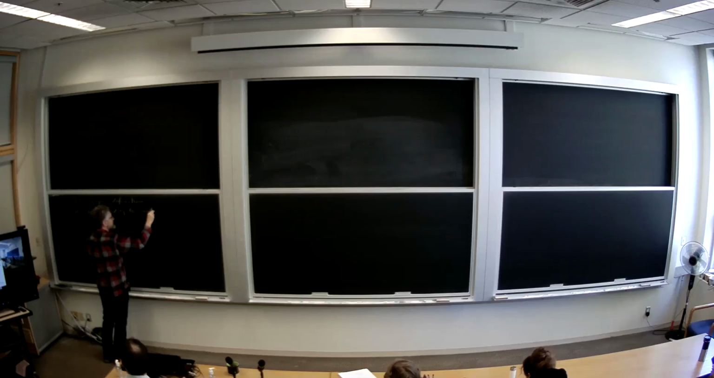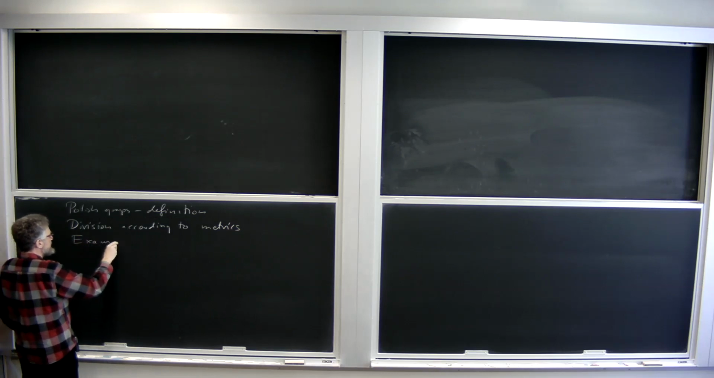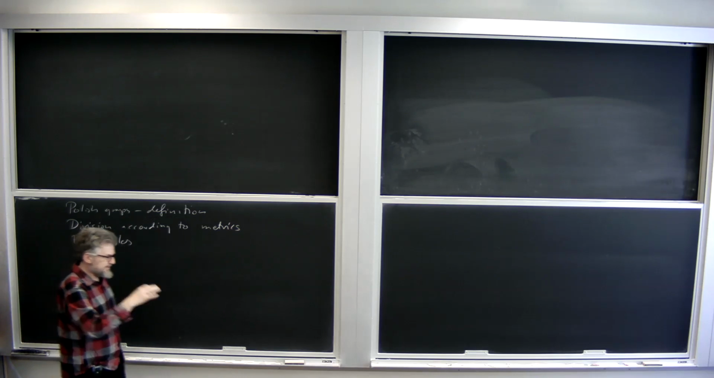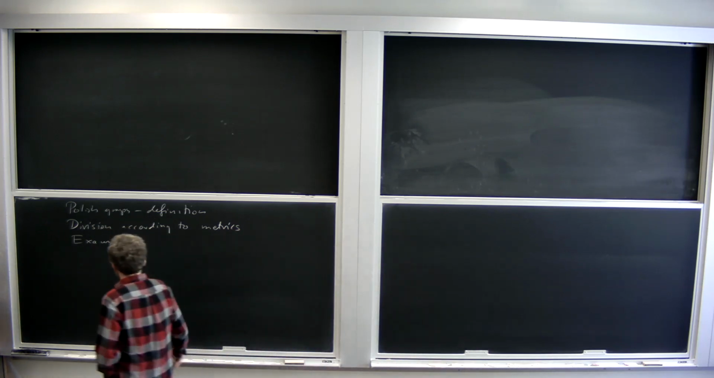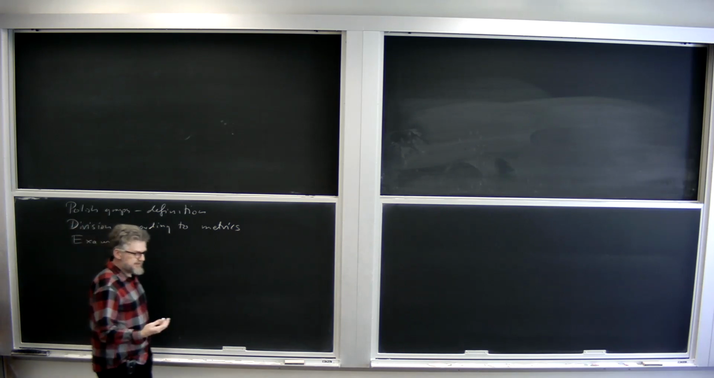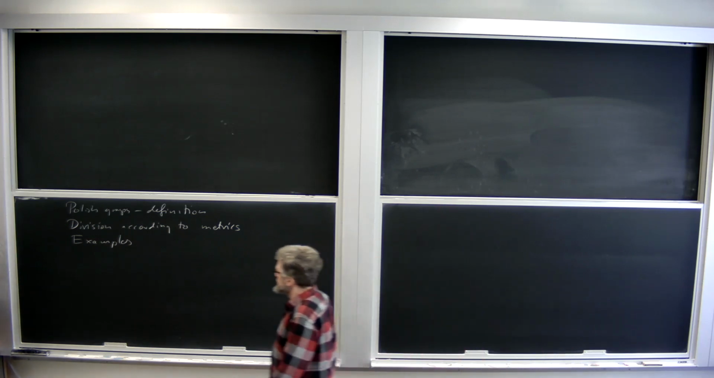So far, Polish groups: what's the definition, and then division according to the type of metric on the group. And we had a lot of examples. These are important because they illustrate these groups, Polish groups that are not locally compact; they show up naturally in various areas of mathematics. But we also did some interesting groups in their own right, like Gruenberg's group, with lots of free groups inside.